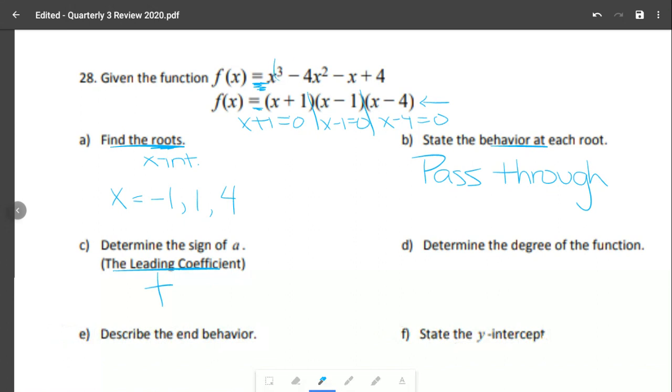Determine the degree. That is your highest. Remember, it also matches the number of roots. Those two numbers should be equal. So since there were 3 roots, it is a degree 3.